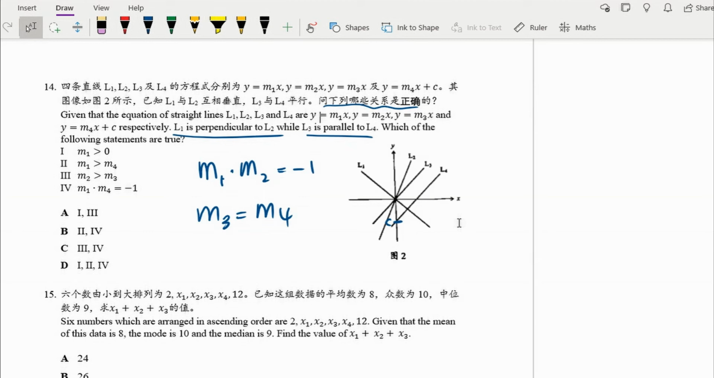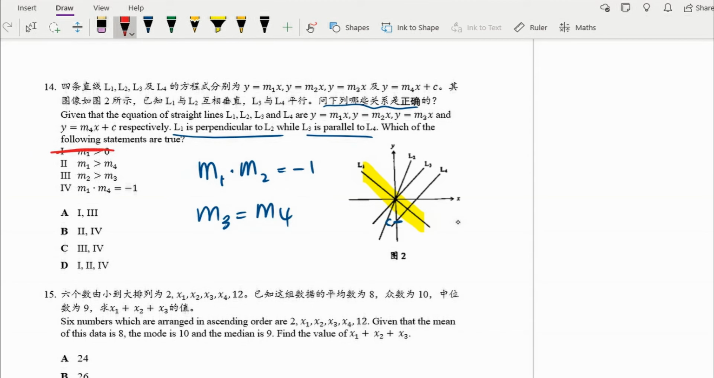M1 greater than... where's your L1? Okay, your L1 is this one, right? Let me highlight it. It's decreasing. Decreasing means it has a negative slope or a negative gradient. And in calculus, when you learn differentiation, you know that the first derivative is negative means it is decreasing. Therefore statement 1 should be wrong. It should be smaller than 0.